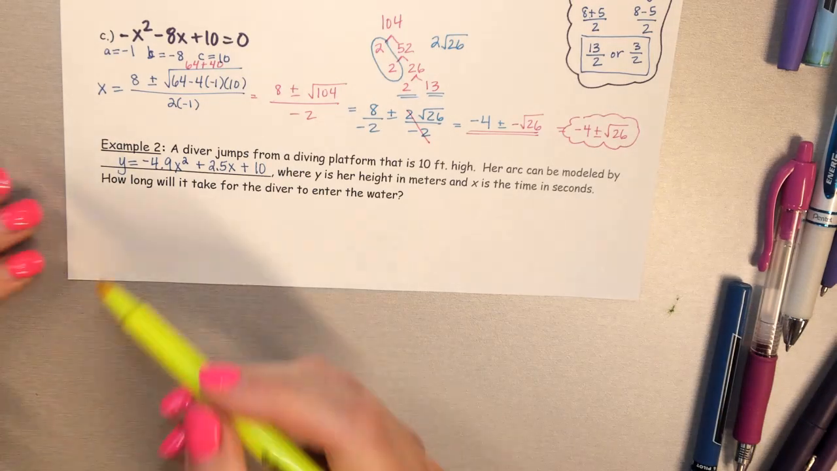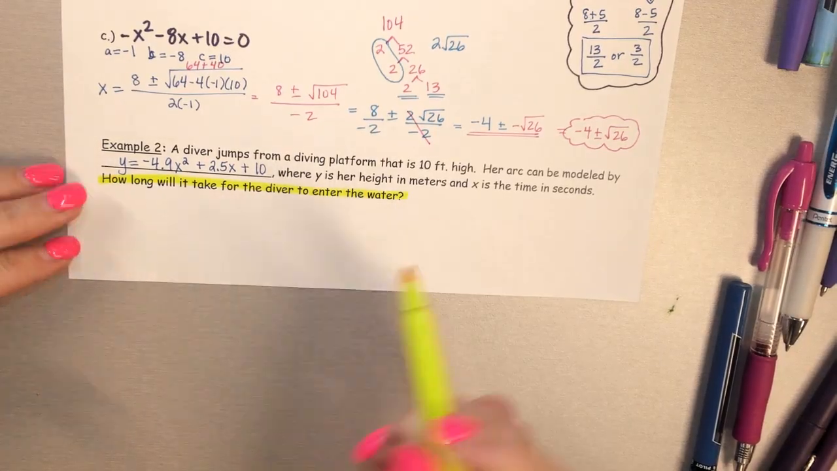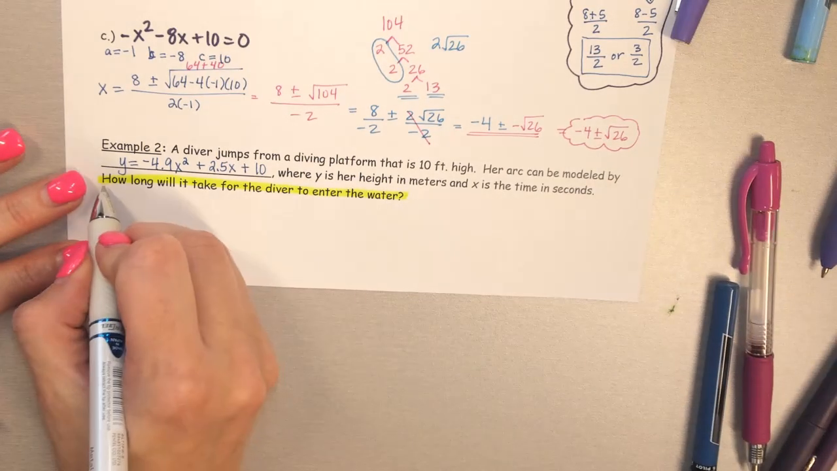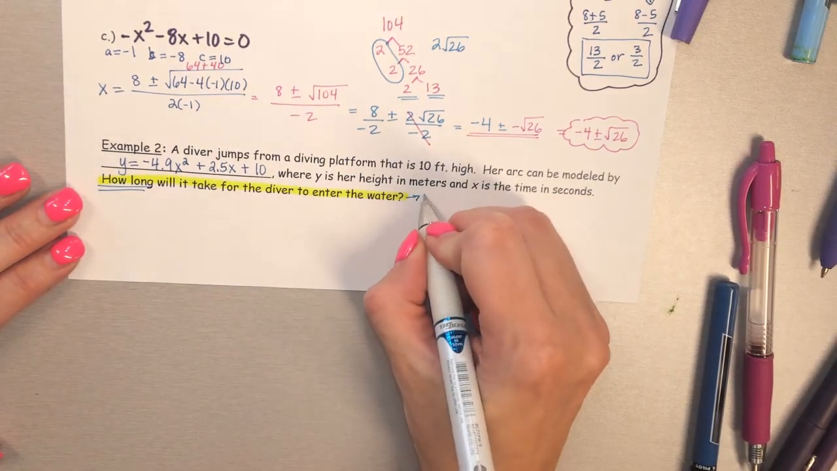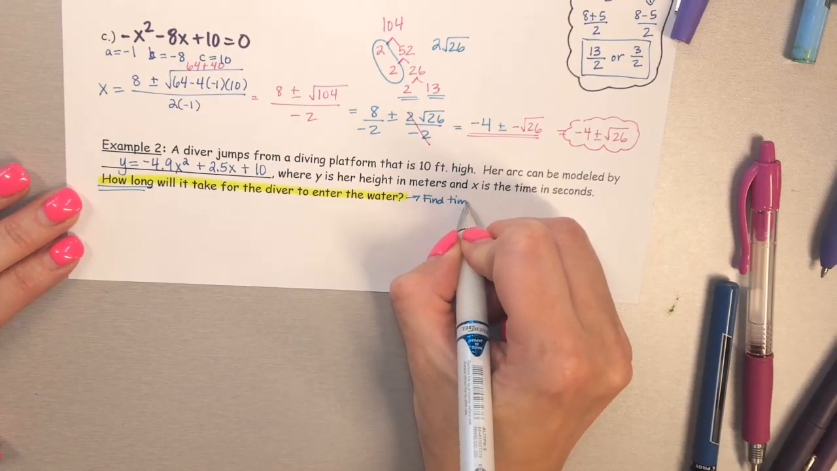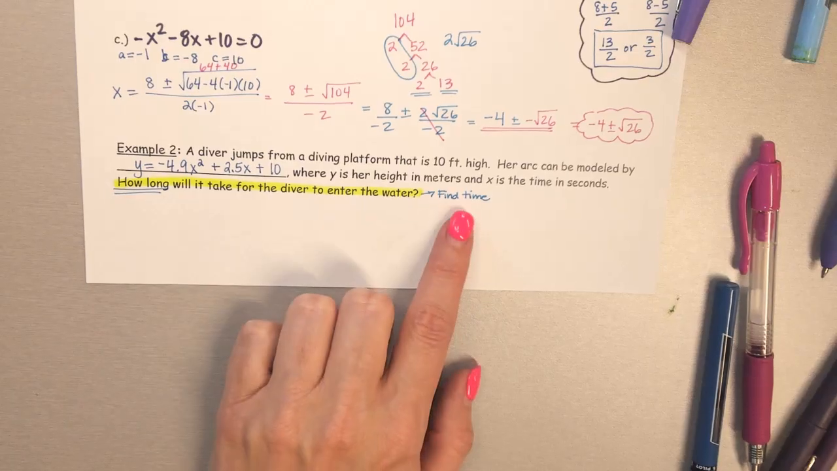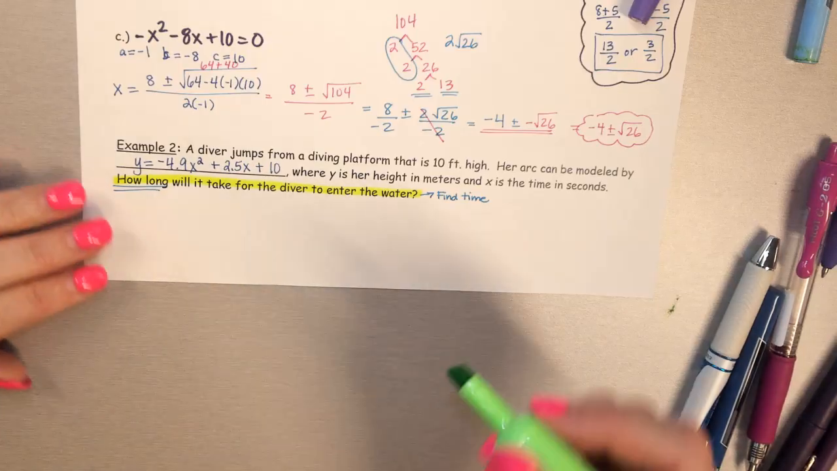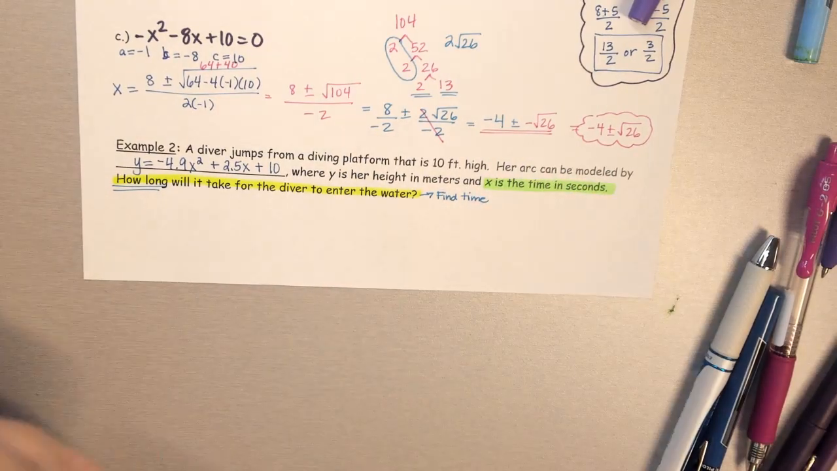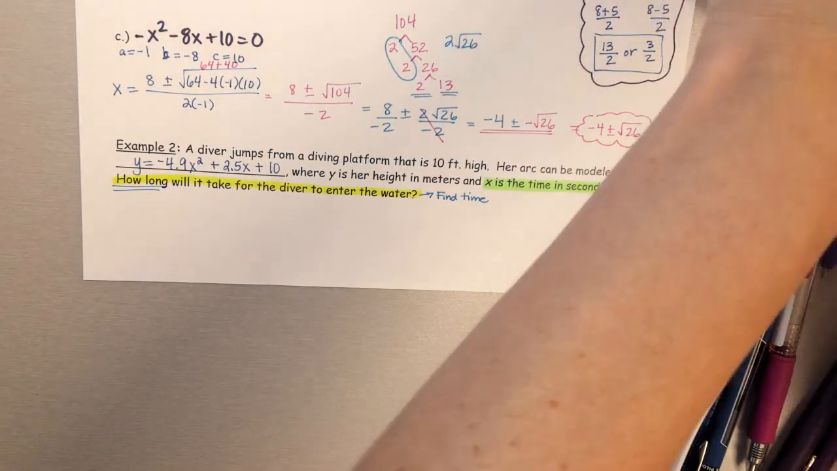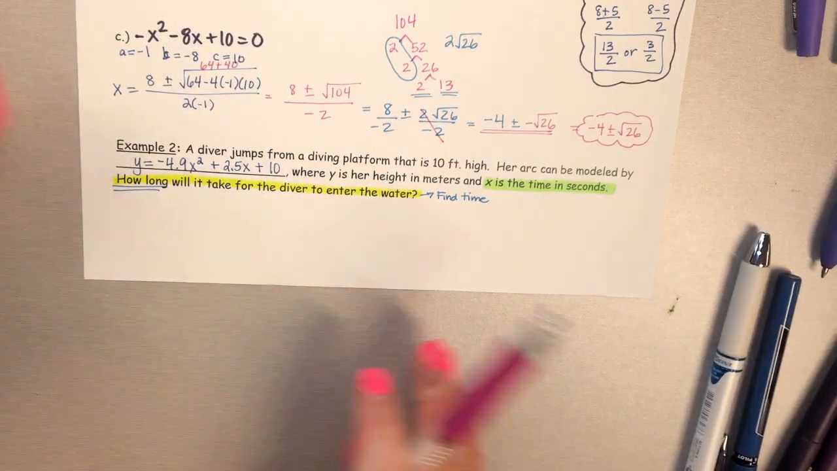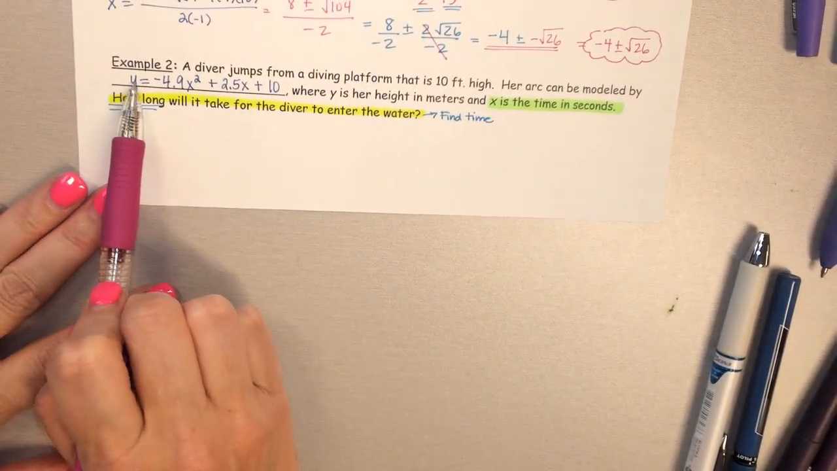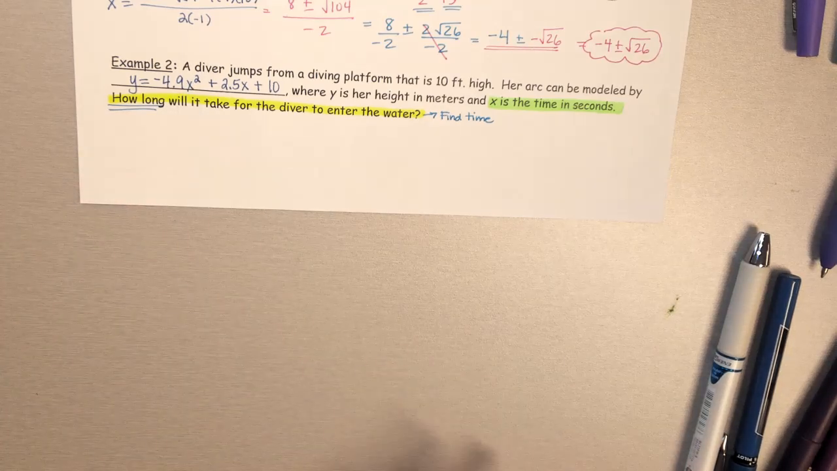I always like to highlight the question. It's asking us how long it will take for the diver to enter the water. Anytime they're asking you how long something takes, that means you have to find the time. Okay, if you're trying to find the time, let's just identify whether that's an input or an output. So they tell us x is the time in seconds. So is x our input or our output here into our equation? It's your input value. So y is your output, x is your input. That's what you're gonna find.